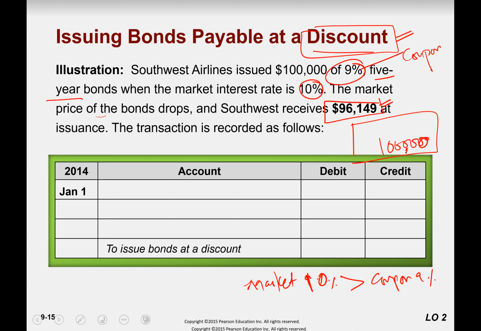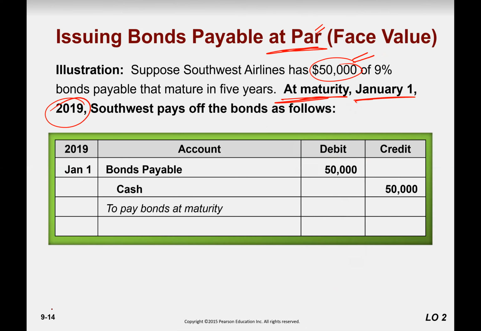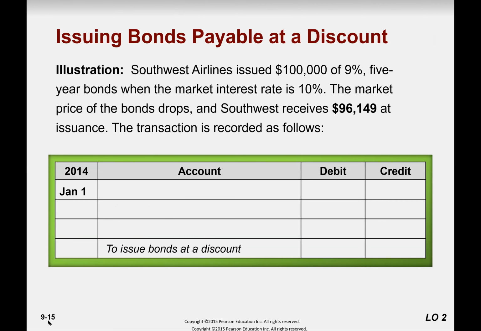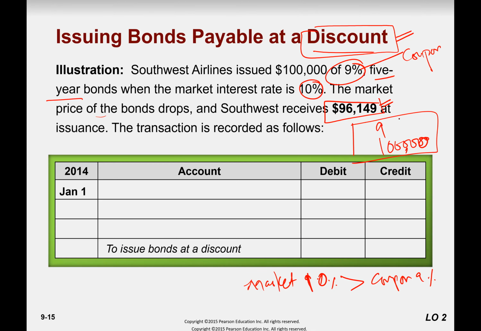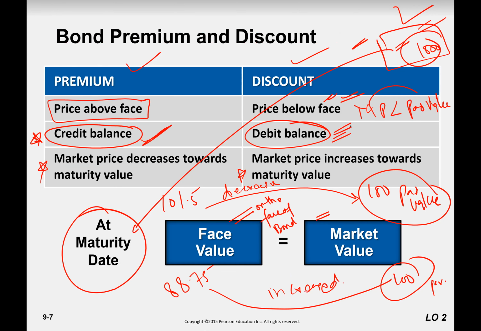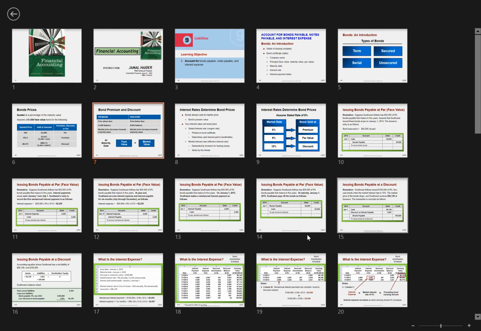Instead, the company received 96,149. So what is the difference? The difference is called discount. And remember what we discussed on our slide here. Discount is a balance. Which balance? Debit balance, right? Let's now talk about that.